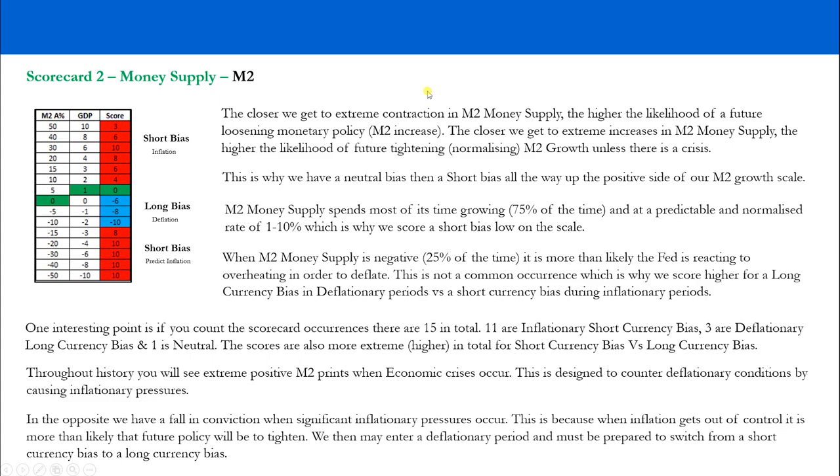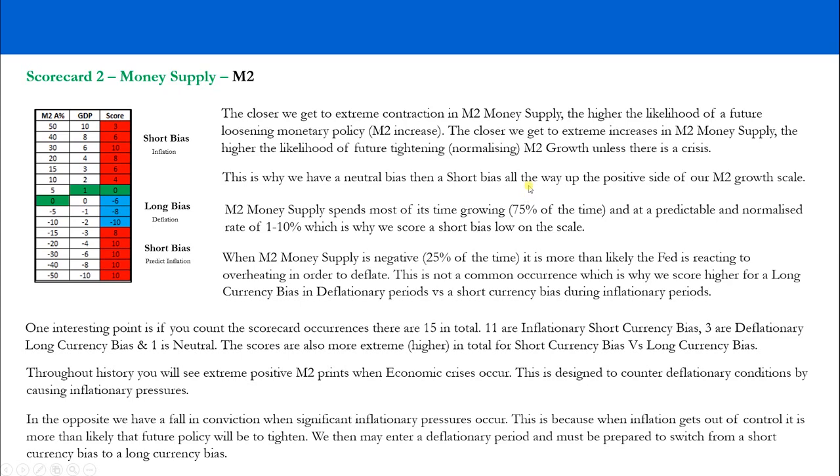M2, as we've seen, spends most of its time growing, so 75% of the time, and at a predictable and normalized rate of 1 to 10%, which is why here we scorecard quite low, so 0 and +4 on the overall scale. So in terms of conviction terms on our short bias, when we have normal situations, we score very low.